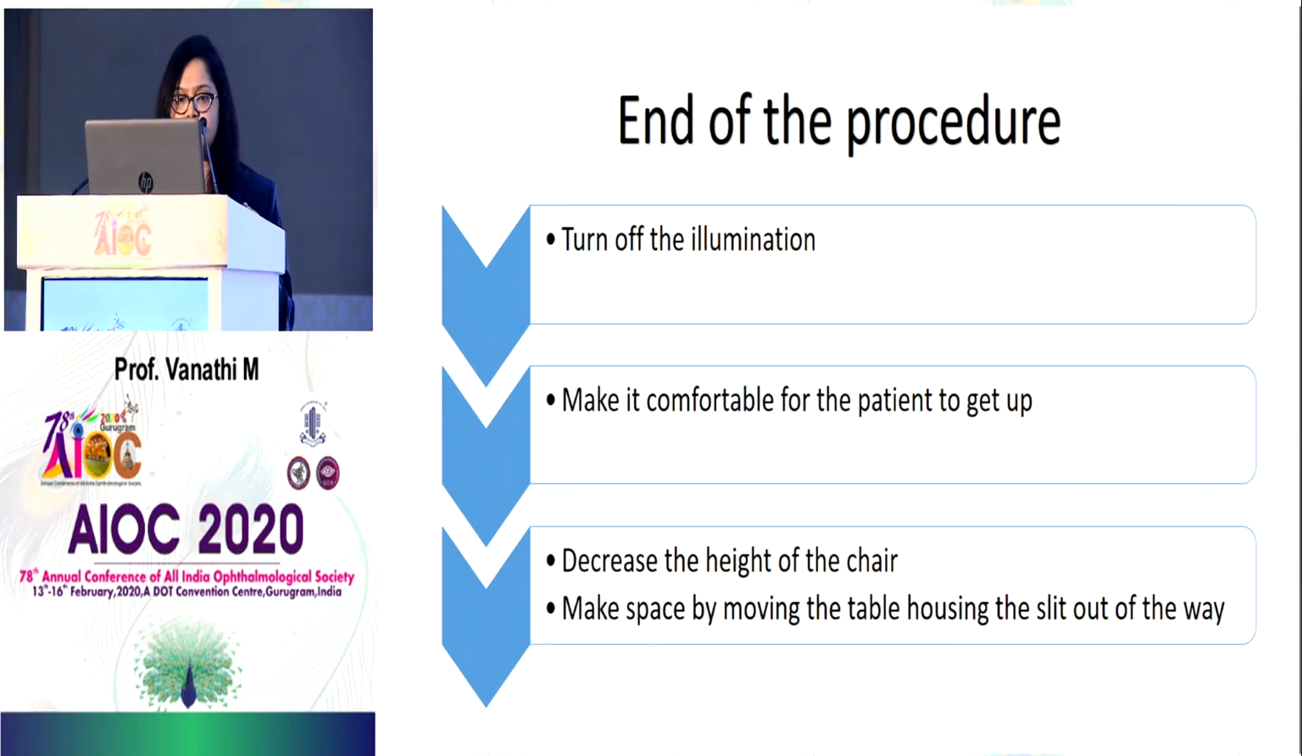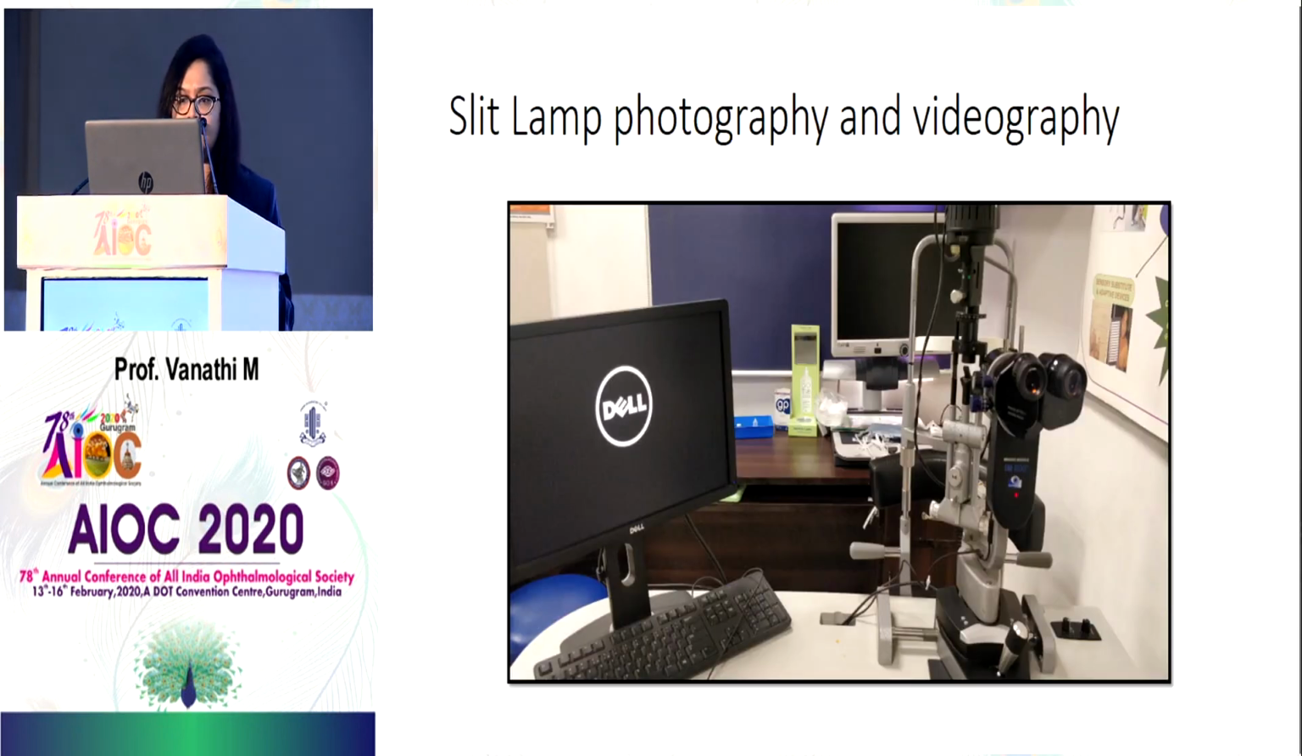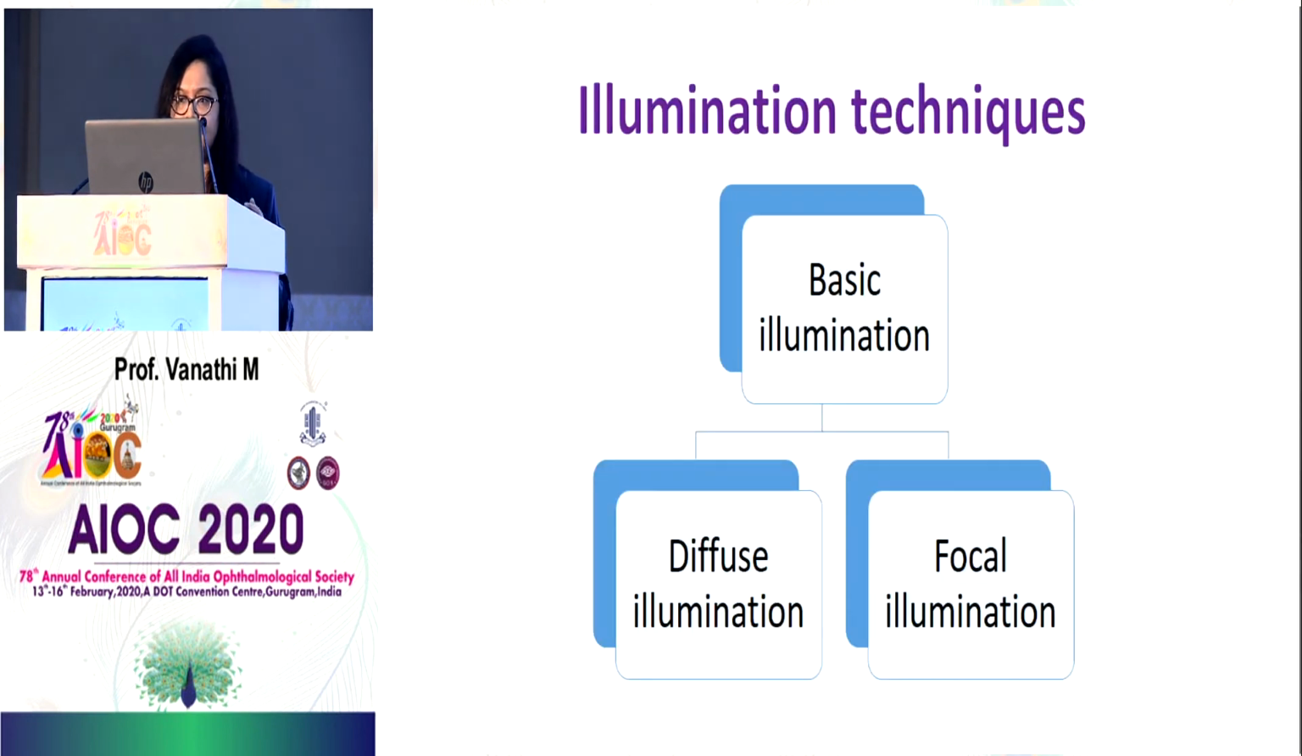At the end of the procedure, you turn off the illumination, make it comfortable for the patient to get up, decrease the height of the chair and make space by moving the table housing the slit lamp out of the way. So this is basically a Haag-Streit microscope with a camera system also attached. Once you are examining, you can also take photography and videography of the patient for serial documentation.